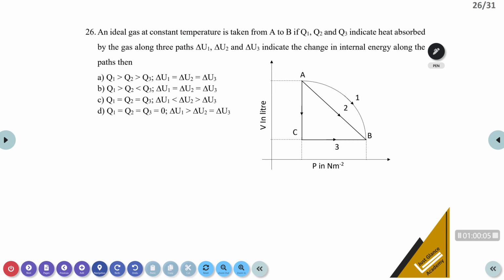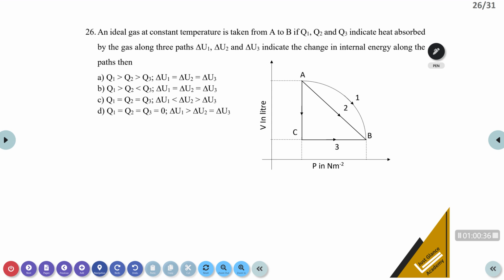Next, 26th. An ideal gas at constant temperature is taken from A to B. If Q1, Q2 and Q3 indicate the heat absorbed by the gas along the three paths, and delta U1, delta U2 and delta U3 indicate the change in internal energy.